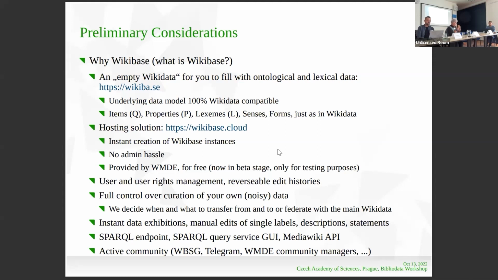All ontology entities have labels, descriptions, and statements. You can access the data using SPARQL, either through an endpoint or through the graphical query service, or you might use the MediaWiki API, which will give you a JSON representation of the entity you're asking for. And around the Wikibase software, there's a very active and interesting community working.